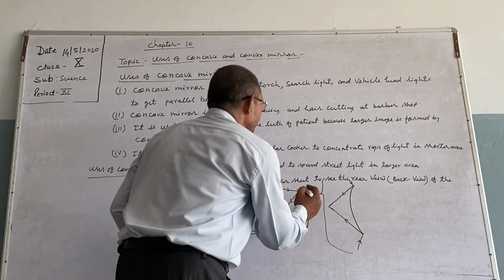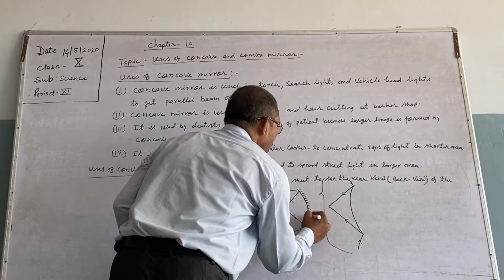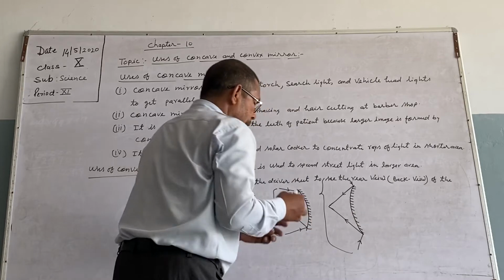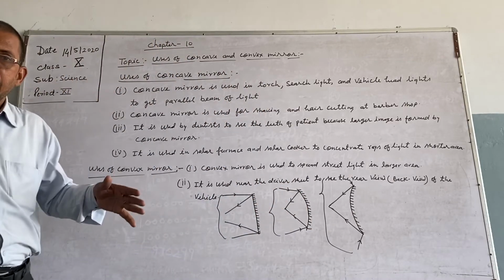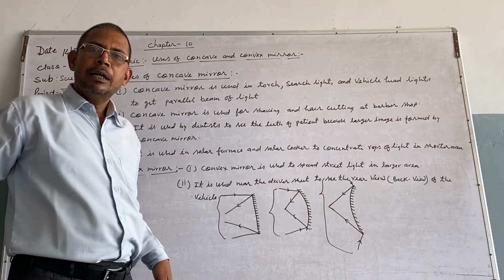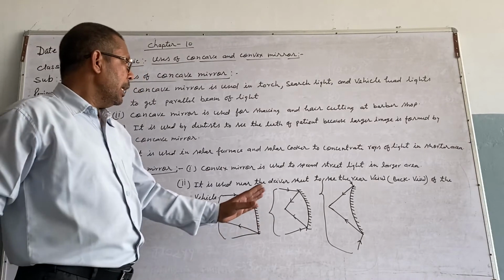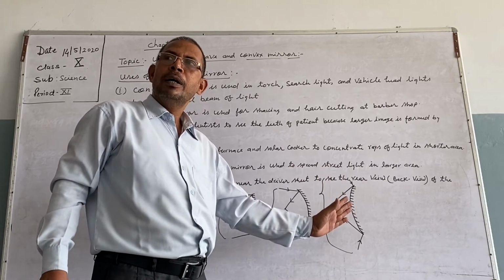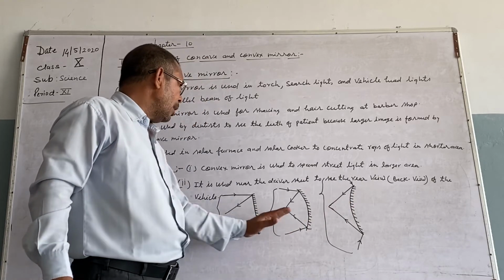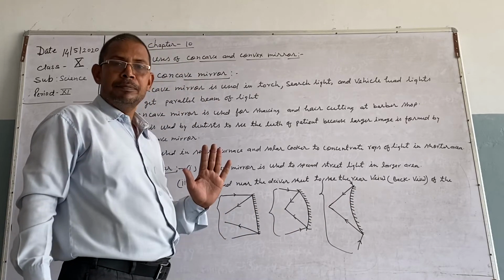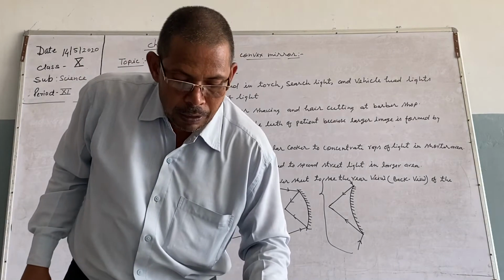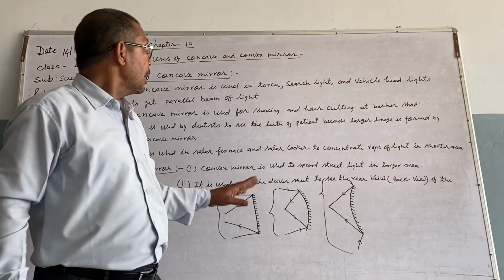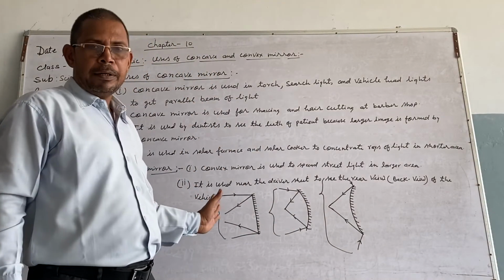Just you can see here, convex mirror covers the larger area behind a car, behind a vehicle, right? Therefore, convex mirror is better to use as rear view, to see the rear view, right? Than that of a plane mirror or concave mirror. Right? So these are the uses of concave mirror and convex mirror.